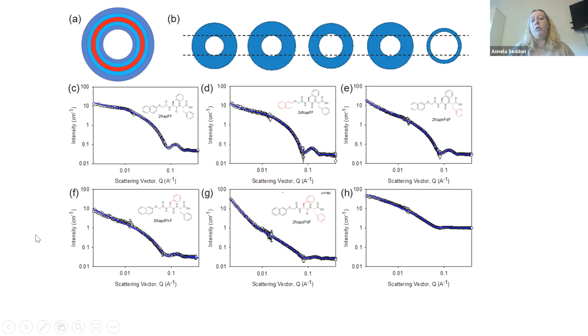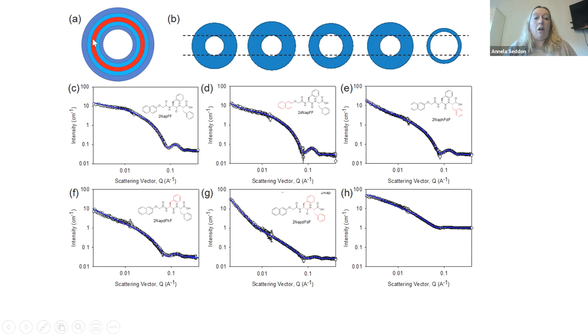So these are all the small angle neutron scattering patterns. You can see they're pretty similar to the X-ray scattering patterns, but they do have some subtle differences. So the first one here is just the neutron scattering pattern of 2NapFF. And again, we can see it's a hollow cylinder. We get better resolution in terms of the hollow interior of the cylinder in SANS than we do with SAXS. And the radii come out to be pretty much the same. There's always a slight difference between neutron radii and X-ray radii, but they're all within error.